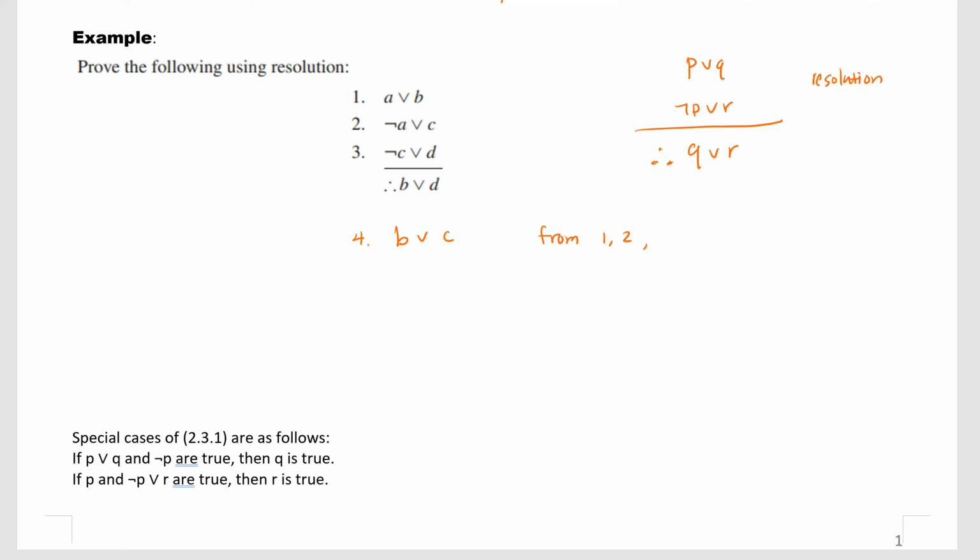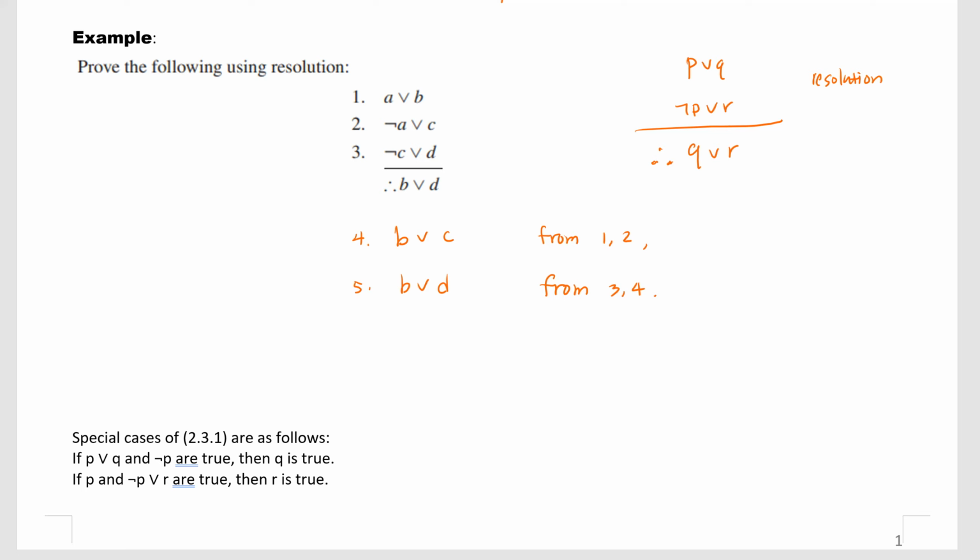And next, B or C, but we also have not C or D. So see, the C kind of cancels. Then we have B or D, and this is from 3 and 4. Okay, and the rule, they're both using resolution. And yes, in our example, we proved the following using resolution. So this is how we get the conclusion. So far, so good, everybody?